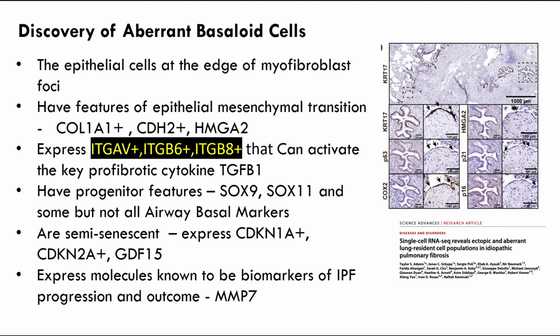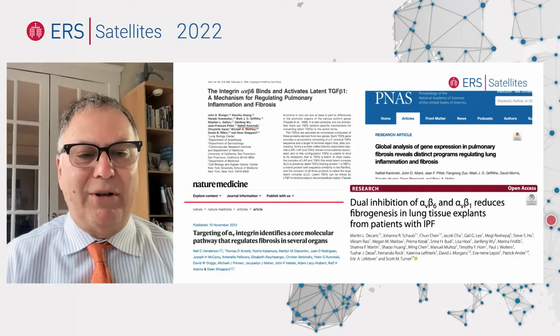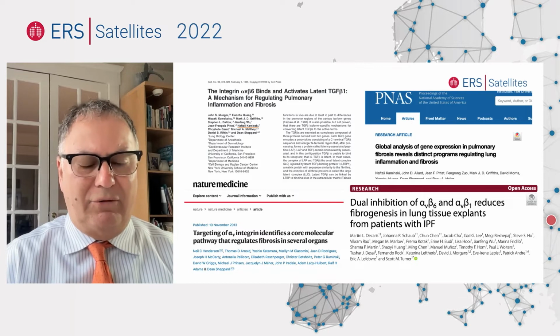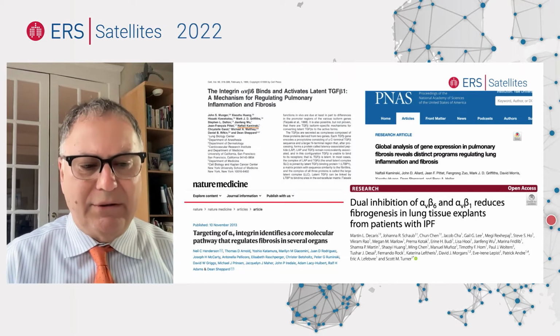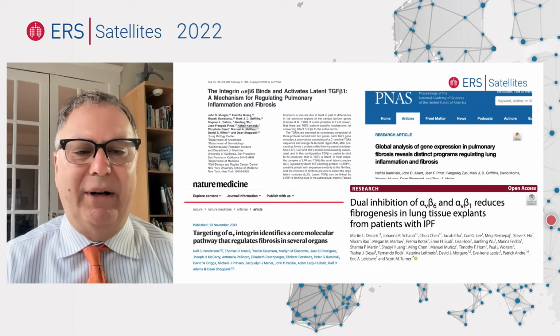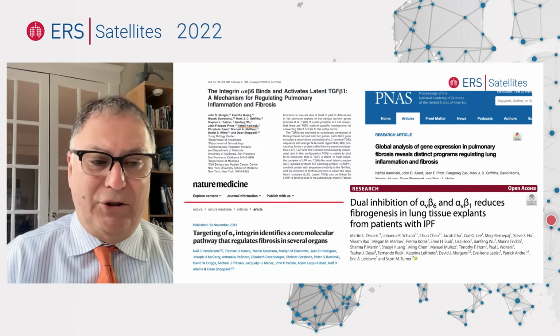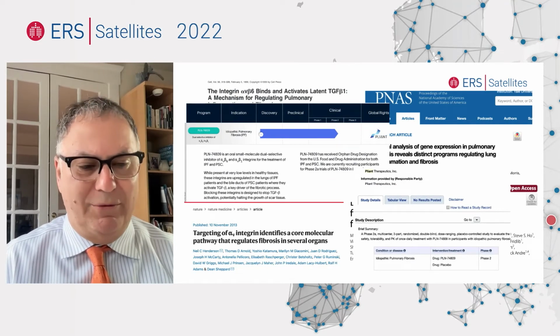And one of the things that these cells express, these are the cells that used to be called regenerating pneumocytes, is alpha V beta 6, an integrin that activates TGF-beta. I actually started my career studying this integrin more than 20 years ago. Several companies have developed integrin inhibitors and have shown that inhibition of the integrin may reverse fibrosis in precision cut lung slices from human patients with IPF. And basically a phase 2 is happening as we speak.